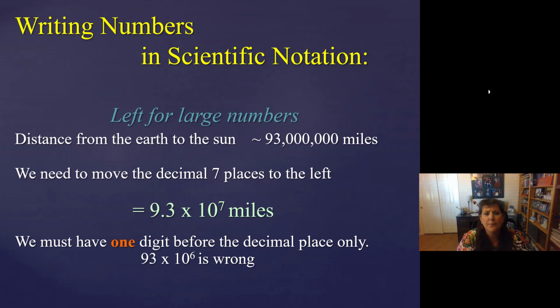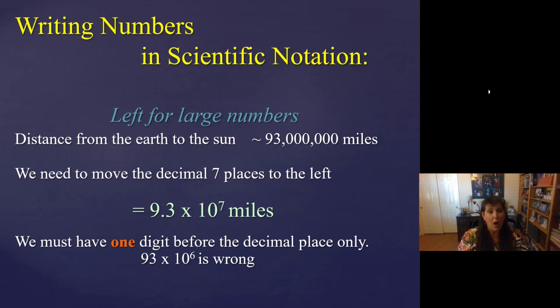What happened to the zeros? Well, it's interesting. In scientific notation, we only show the sig figs. The placeholder zeros go away. So this is the only time we don't show placeholder zeros, in scientific notation. If you look at the number 93 million, it only has 2 sig figs. Those zeros are keeping the place for it to be a big number. So they go away, and we get 9.3 times 10 to the 7th miles when we put it in scientific notation. Again, we need to have 1 digit, then the point.